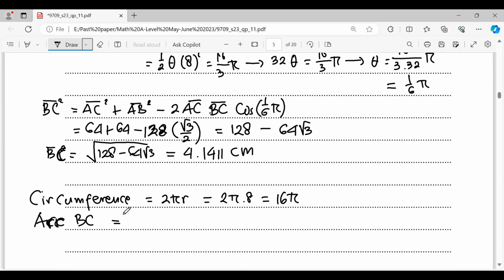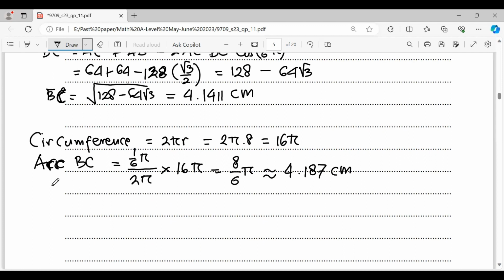theta over 2 pi times the circumference. So 1/6 pi over 2 pi times 16 pi. 16 pi by 2 is 8, over 6, so 8 over 6 pi. It is 8 over 6 times 3.14, which is 4.187 centimeters. So it means the perimeter of the segment.